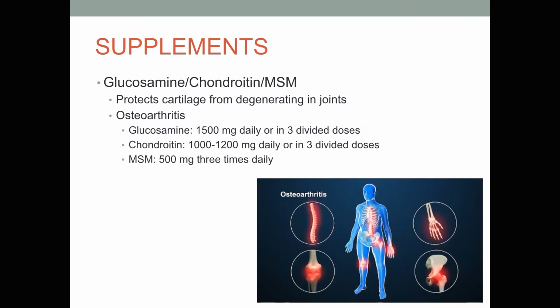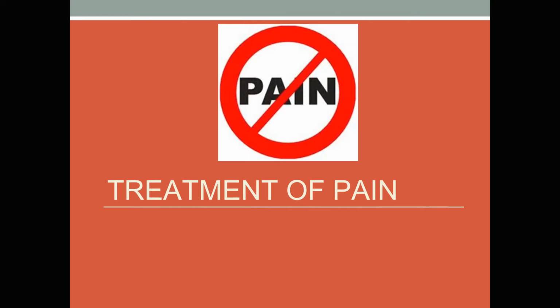Glucosamine, chondroitin, and MSM are very helpful for decreasing inflammation. We usually like to try them after we have tried some of the other things we've talked about, as glucosamine does increase the risk of type 2 diabetes.